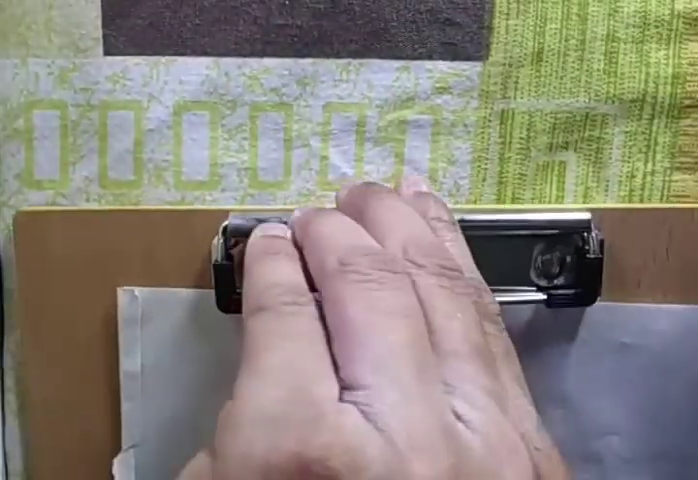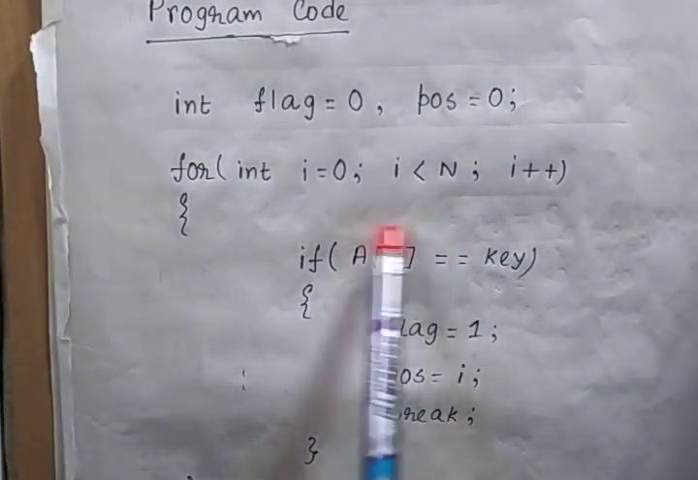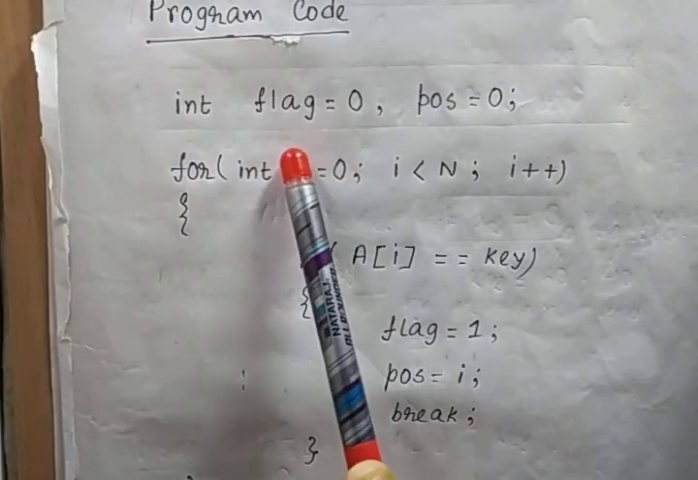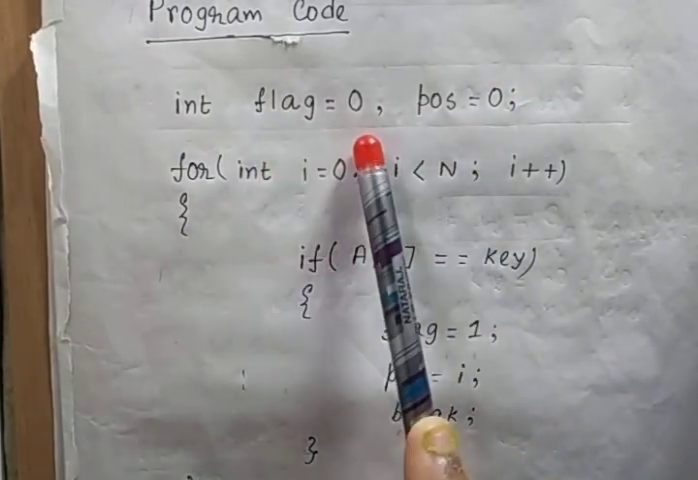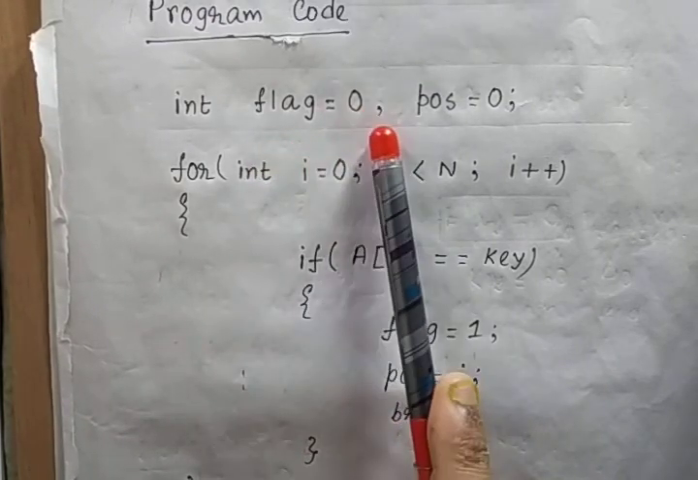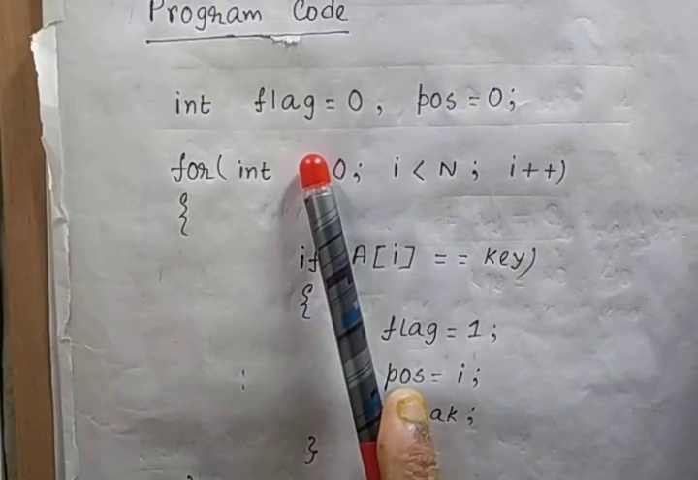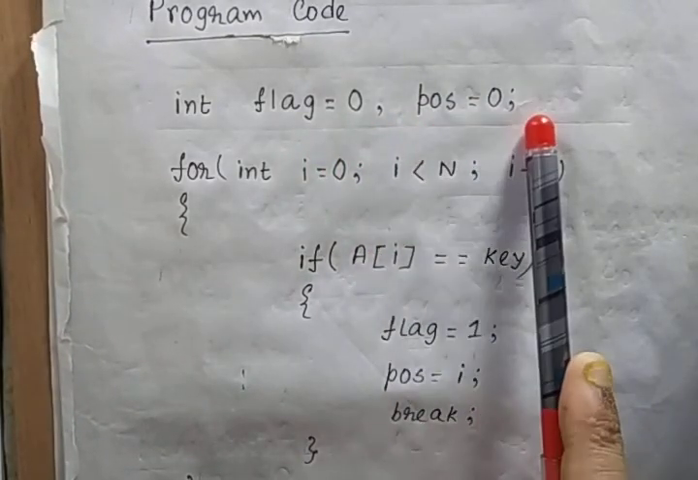Now I am showing you the program. Just see, the program is here. As I have told you, you need two variables: one is the flag variable, another one is the POS variable. The initial value of flag will be 0. It is a decision-making variable. Once the key element is found at any particular position, the flag becomes 1, and the initial value of POS is 0.